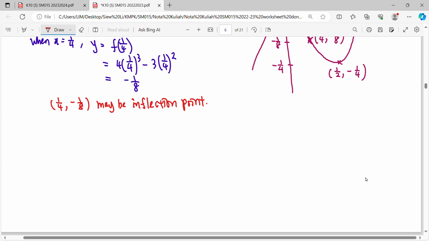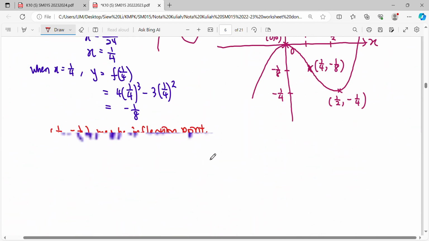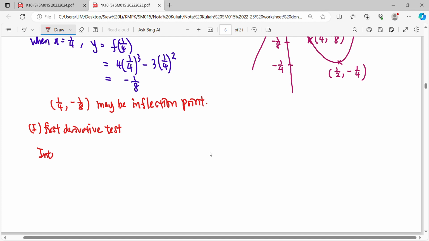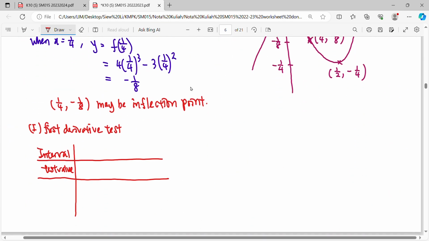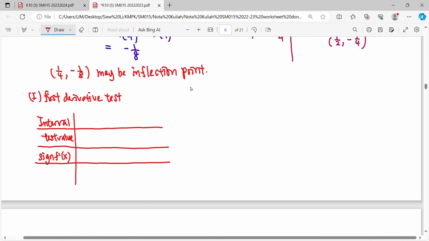For the first derivative test, we're going to look at the tangent. We have to build up the interval that we need here, then the test value that you need, and then the result, the sign of the first derivative. And lastly, the conclusion.